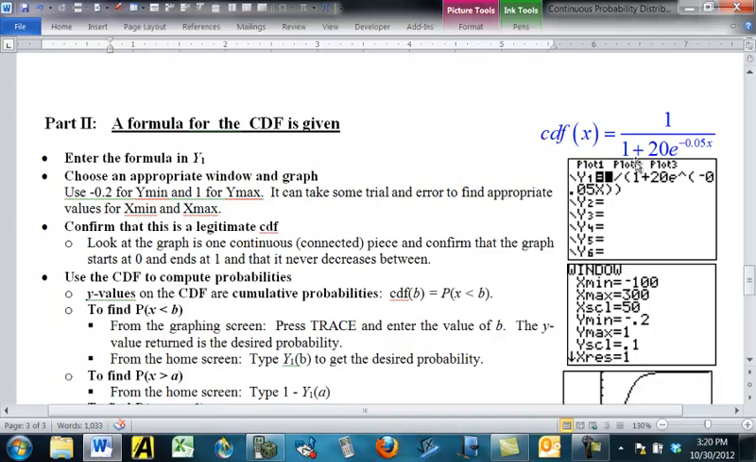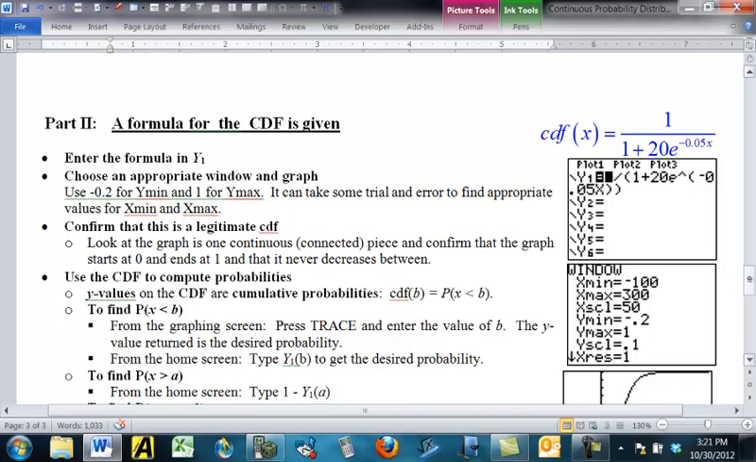Now, a CDF, how do we know it's a legitimate CDF? Okay, it should be one continuous connected piece. It should start at 0 and end at 1, and it should never decrease in between. So it should be climbing the whole time. It might level off for a while, but it never goes back down. And so you should see it level off to 0 on the left and 1 on the right. So you kind of have to adjust your window till you see that.